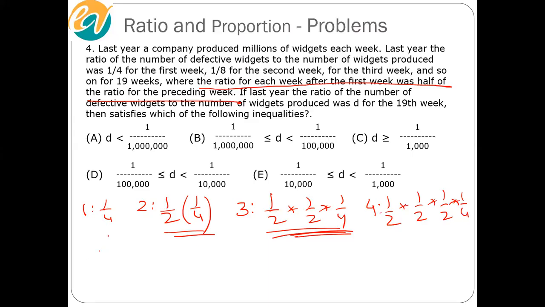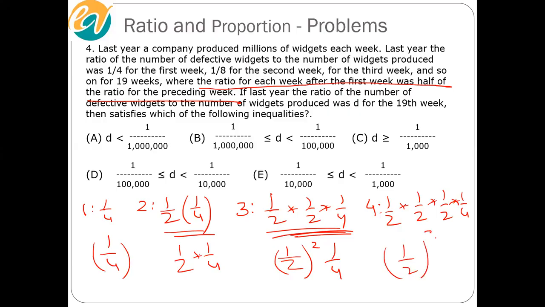How much was the ratio for the first week? 1/4. How much was the ratio for second week? Half of 1/4. How much was the ratio for the third week? Half square into 1/4. How much was the ratio for the fourth week? Half cube into 1/4, right? Now, going with this trend, can you tell me what would be the ratio for the 19th week?